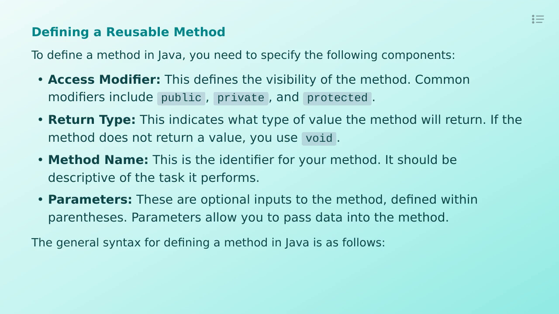Also, method name. This is the identifier for your method. It should be descriptive of the task it performs. The full list is on the slide if you want to review it. The general syntax for defining a method in Java is as follows. See the example on this slide. Pause if you want to study the details.